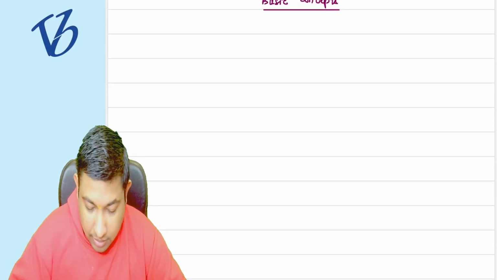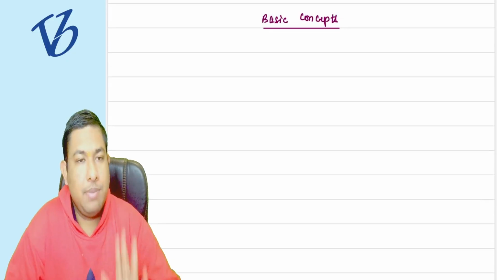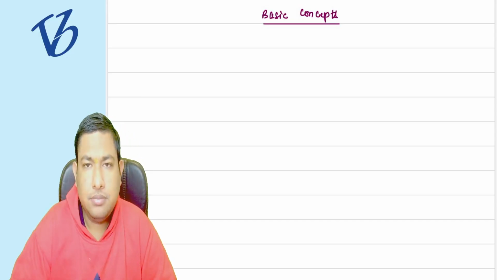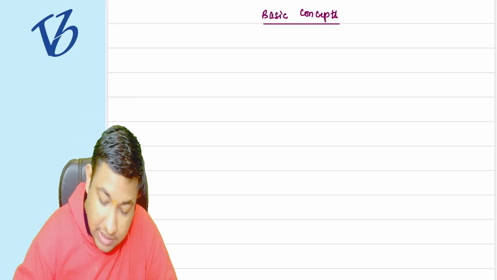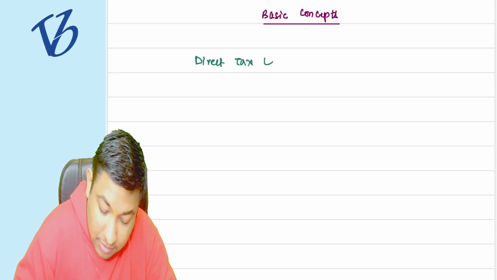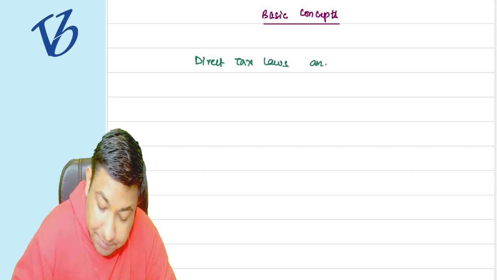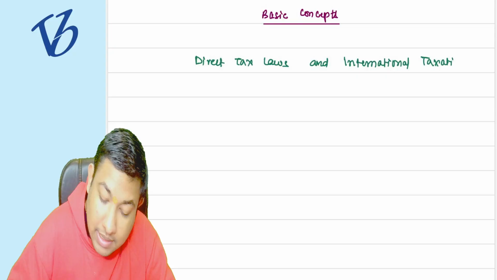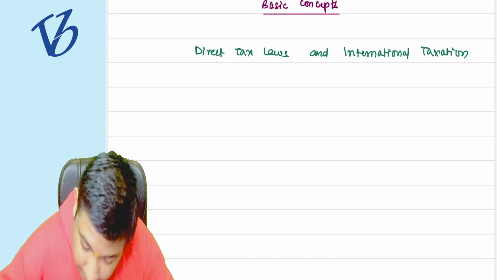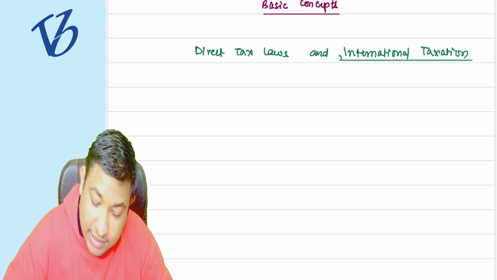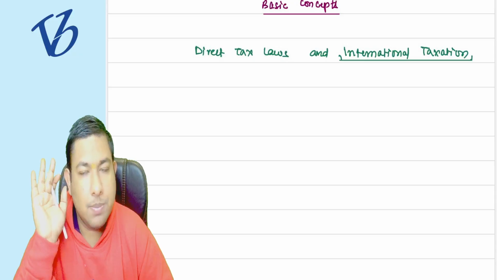So, till now we have discussed just the paper pattern. Now, what is your subject name? The subject name is direct tax laws and international taxation. Correct? Let us leave the international taxation part for a while.